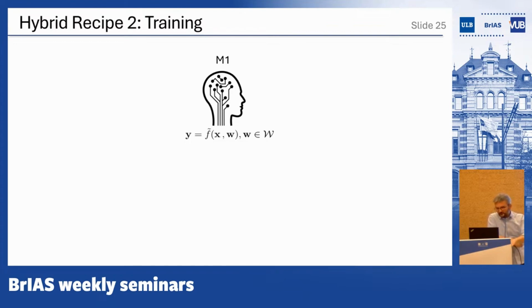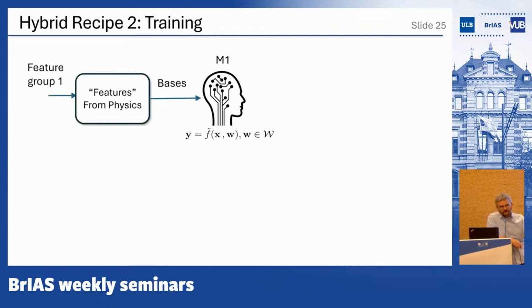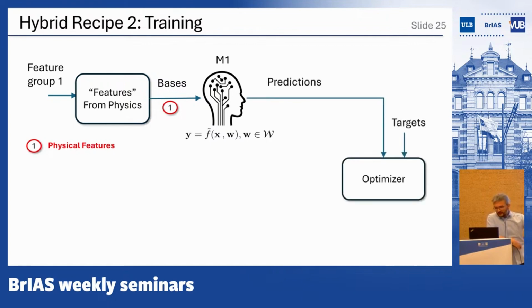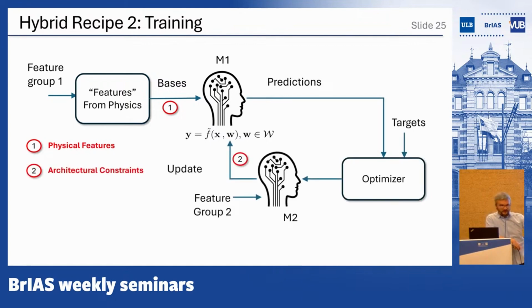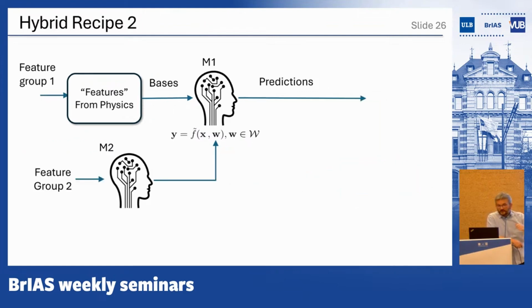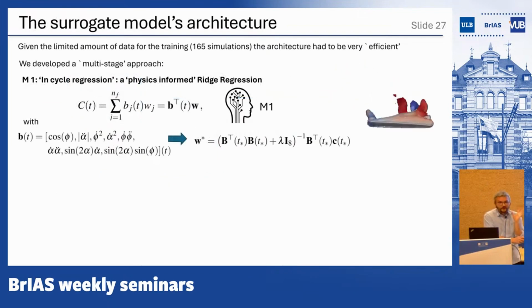And here we went for what we call a multi-stage regressor. So you have one regressor which is taking certain features from physics. It's a parametric function. Here we put a lot of physical constraints, and then somehow during the training process we have a second agent that has to find the parameters of the first one from other operating conditions. So here there's a combination of physical features and architectural constraints. And then once you have to make predictions, these two guys have to work together to give you the prediction, let's say.